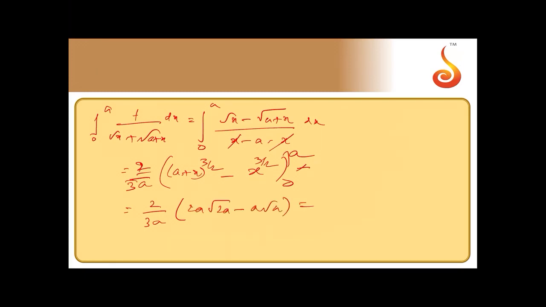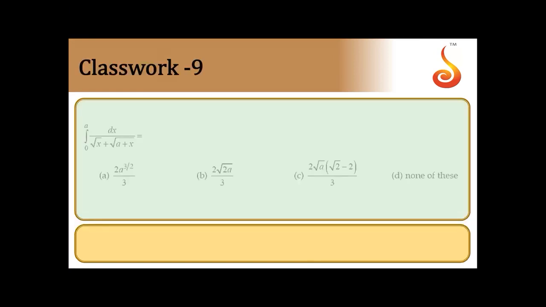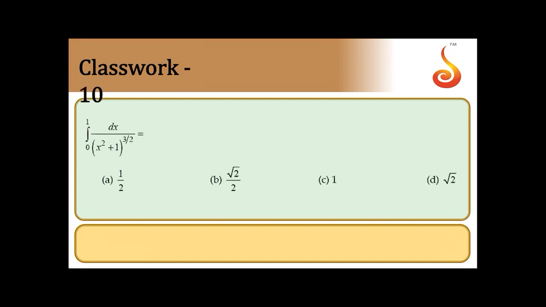So why don't you take common here a root a. So 2a root a divided by 3a multiplied by a root a, when you take common 2 root 2 minus 1. So 1a gets cancelled, 2 root a by 3 root 2 minus a. None of these options.